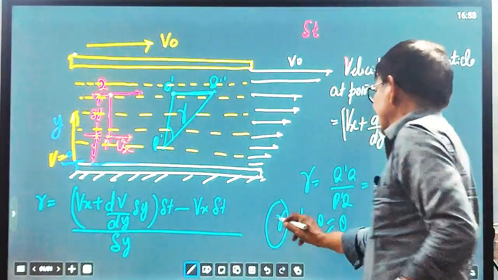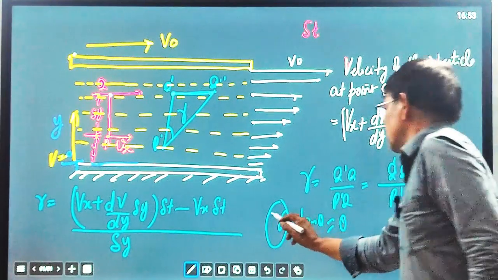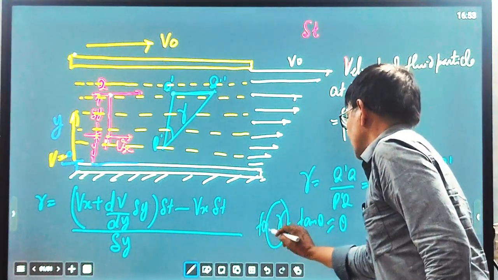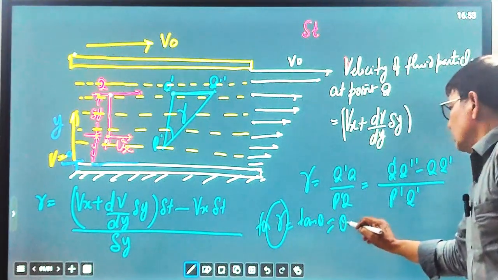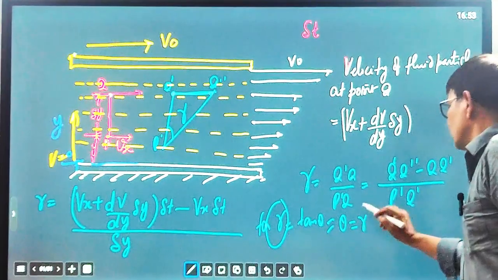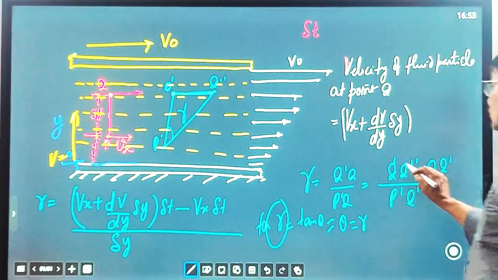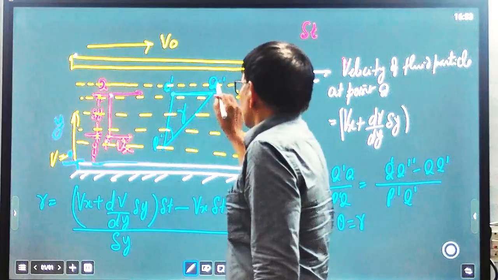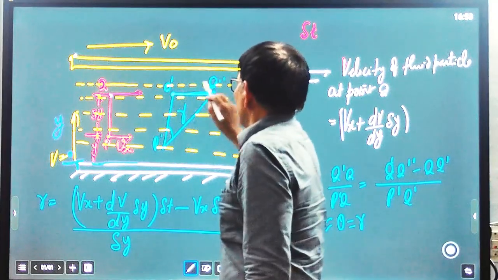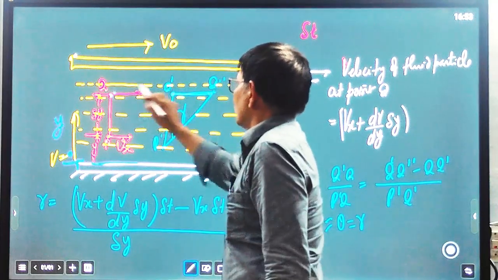Suppose you say tan gamma. Tan theta equal to tan gamma. Better you take tan gamma. Tan gamma equal to tan theta equal to theta equal to gamma. And this gamma means a strain. That strain can be defined as Q dash double dash minus Q dash.